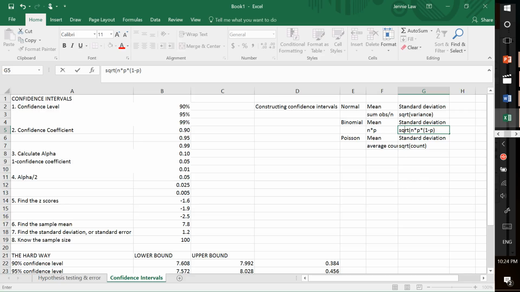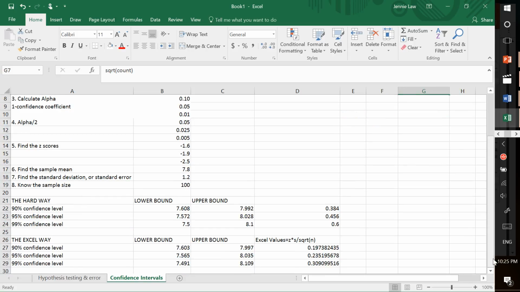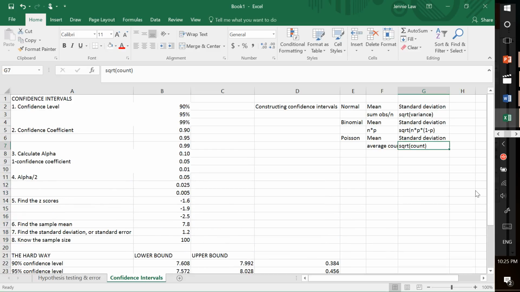So once you have these elements, if you can find the binomial mean and standard deviation and the Poisson mean and standard deviation, all you have to do is use the normal curve, our formulas for the normal curve, to find the confidence intervals at specific confidence levels. So that is what I have for you for calculating confidence intervals.